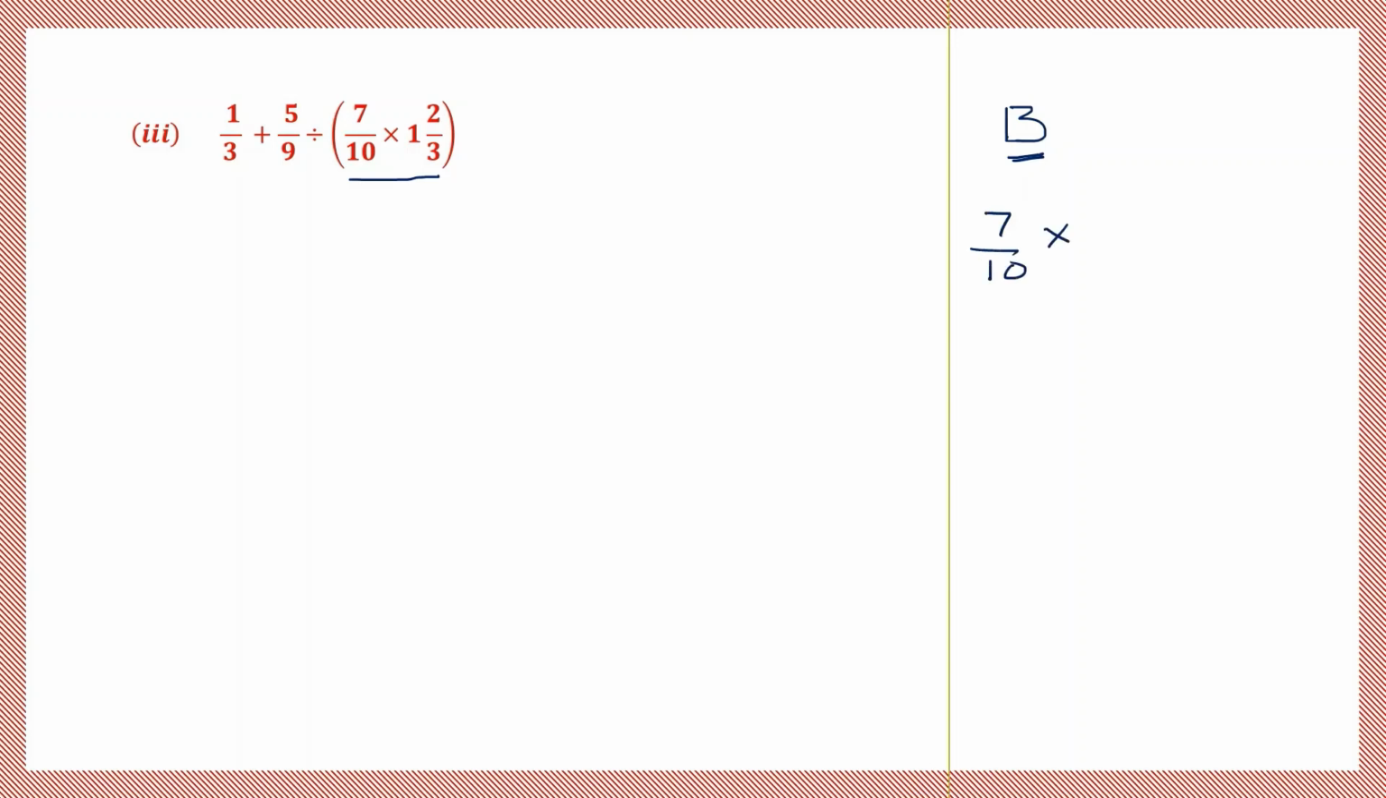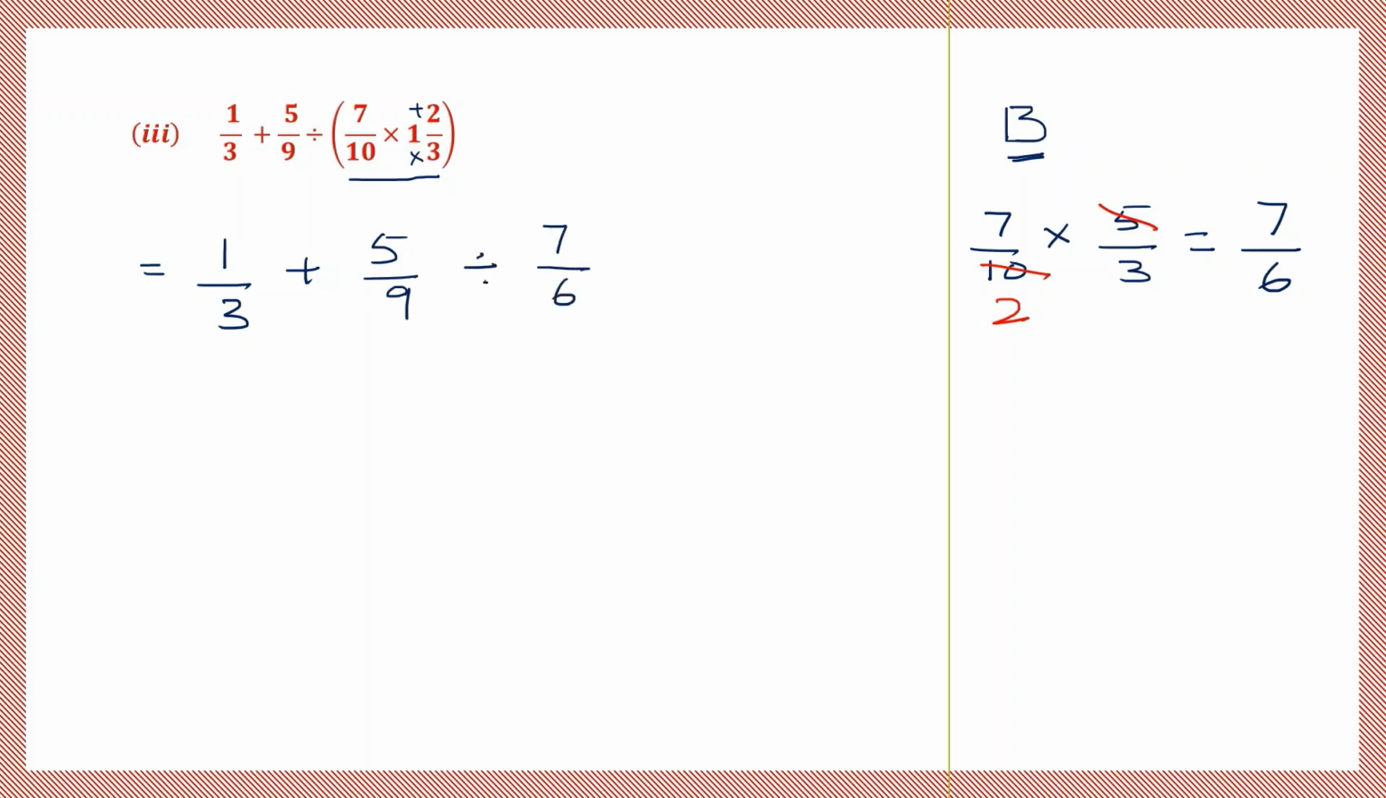Let's convert that 1 2 by 3. 3 1s are 3 plus 2 is 5. So that is 5 by 3. Okay, so we've written the question, it's multiplication, so we can do cancelling. I can cancel 5 and 10. 5 twos are 10. Now let's write what is there in the numerator. We have 7. Denominator 2 threes are 6. So we'll write this as it is first. So this is equal to 1 by 3 plus 5 by 9 divided by 7 by 6.